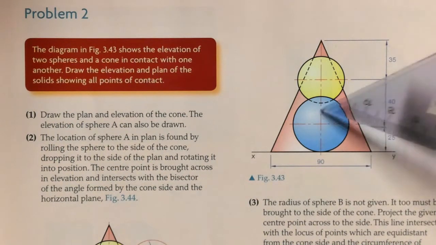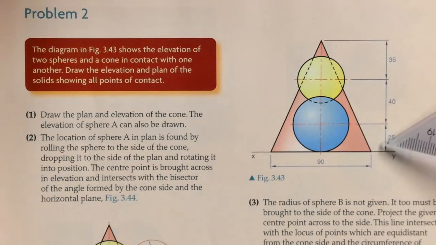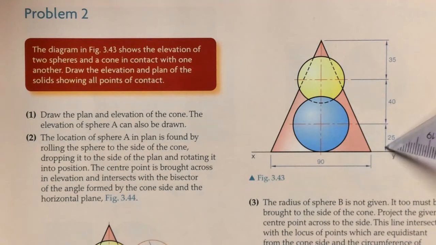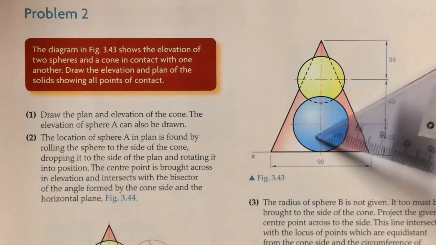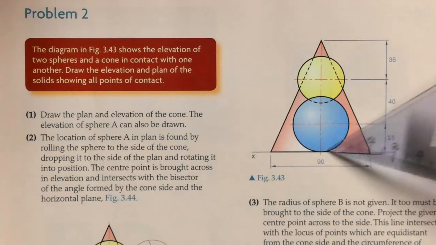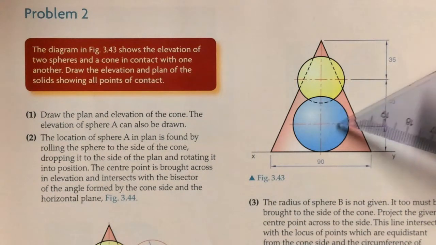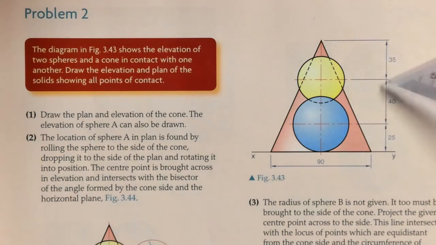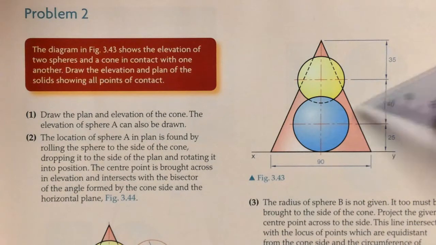Then we've got two spheres. Focusing on the first sphere, the blue one, we can see that it is sitting on the horizontal plane, the XY line, and its center is 25 millimeters up from the XY line. Therefore we can draw that straight away in our elevation view, because it has a radius of 25. From the center of the blue sphere up to the center of the yellow one, it's a distance of 40 millimeters.